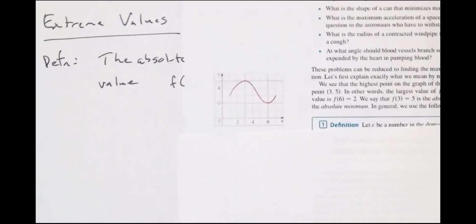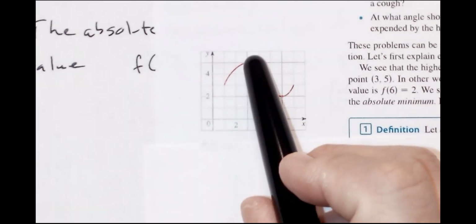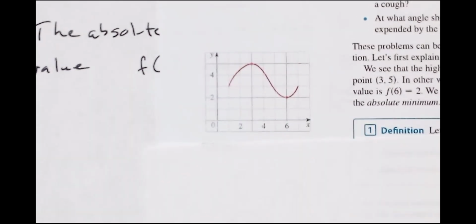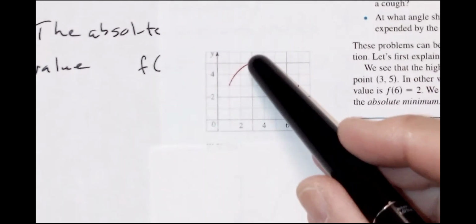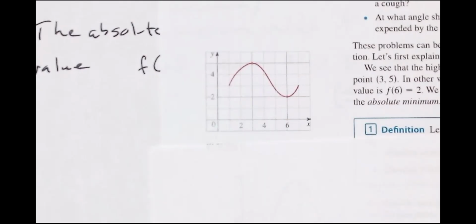Here's a graph. The highest value is 5. The lowest value is 2. When we speak of the values, we speak of the y values coming out as opposed to the x values where those extreme values occur. So that 5 is occurring when x is 3, and that 2 is occurring when x is 6.